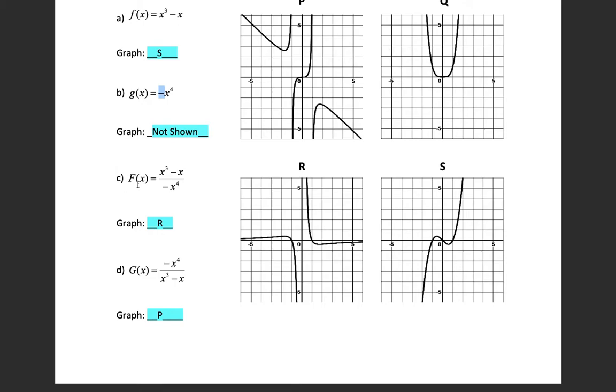Question C is f of x equals x cubed minus x divided by minus x to the power 4. So the answer for C is R. The reason is this is x cubed first of all, and this is x to the power 4. As it is x to the power 4, our horizontal asymptote will be this one, y equals 0. And then our x-intercepts will come from x cubed minus x, similar to this. If you take x common, then it will be x squared minus 1, and another x from here will be cancelled out.